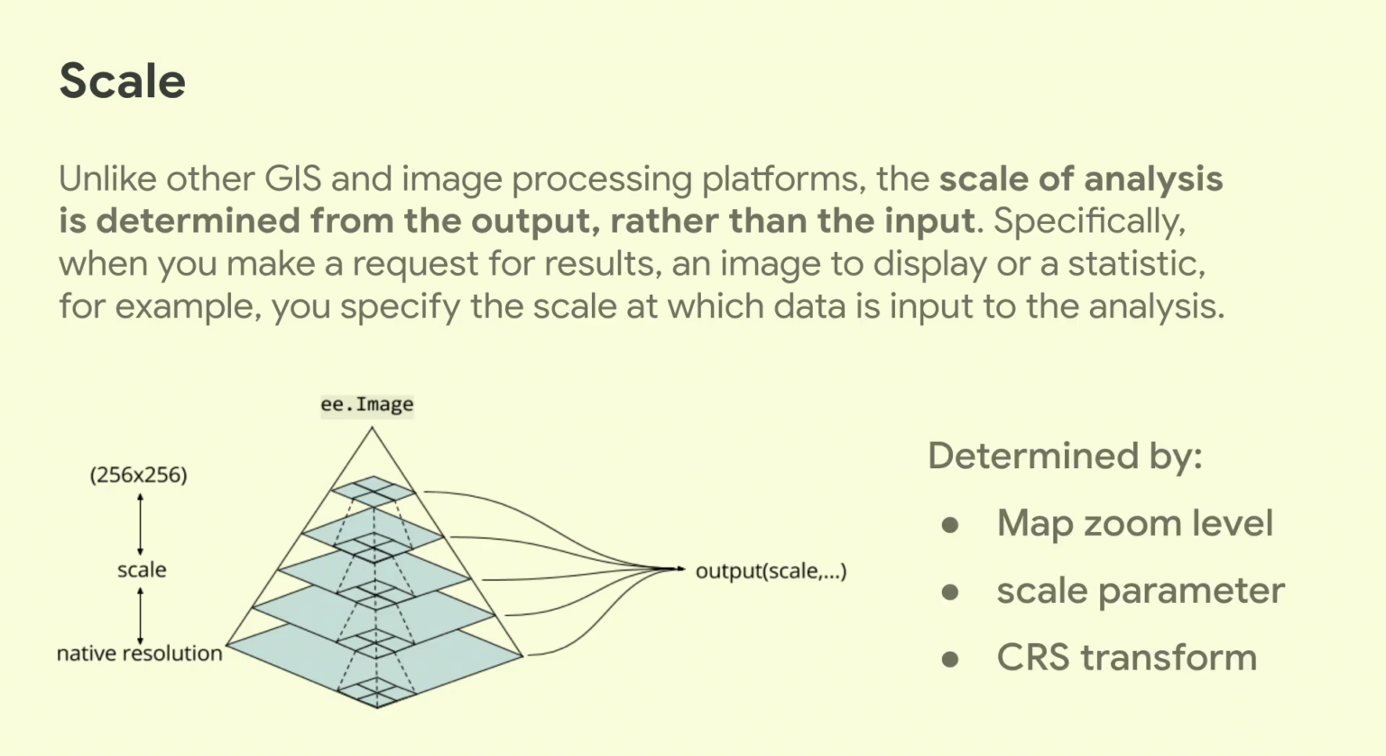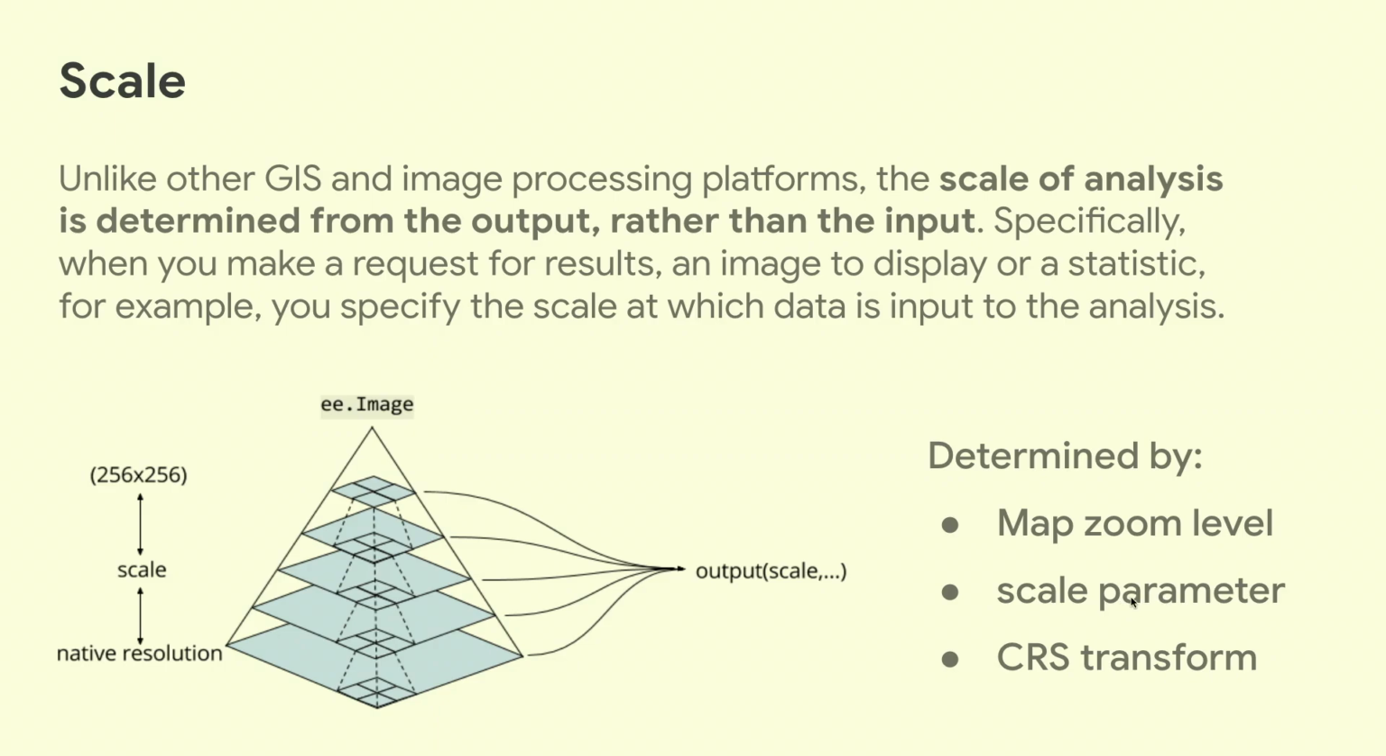And a good example of this is in the code editor. When you are visualizing a map, you're not looking at 30 meter pixels when you're zoomed out quite far to a Landsat image. It is grabbing whatever image tiles most closely match the zoom level. And you can also set the scale by the scale parameter.